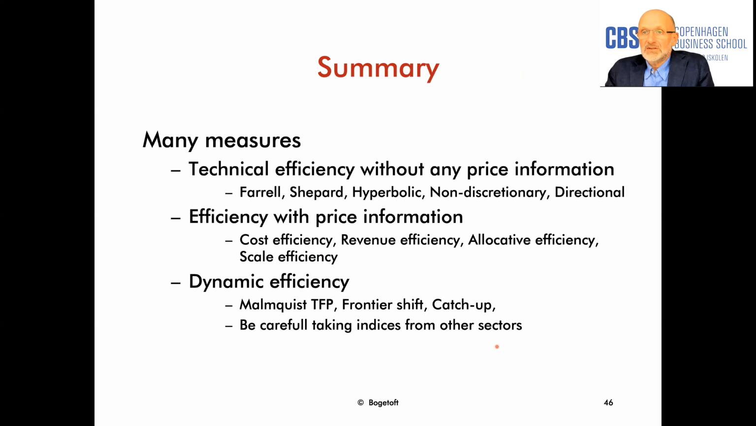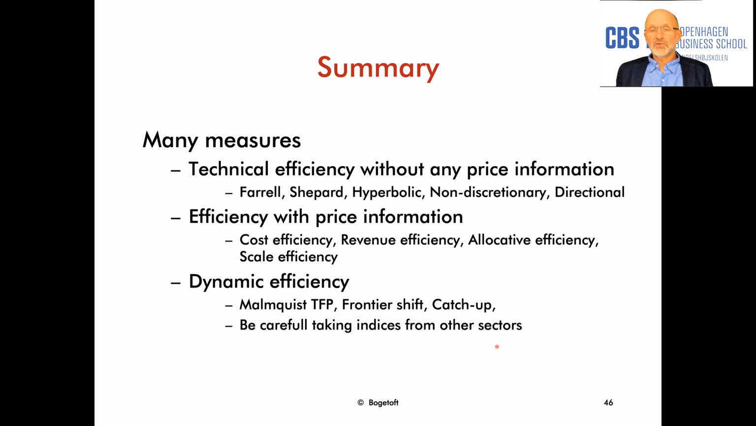We've covered many measures. You have technical efficiency without price information. We talked about Farrell, Shephard, the hyperbolic, how to handle non-discretionary inputs. You just make reductions in the other inputs. How you can, in general, choose another direction to move in. So you choose how important it is to save in these inputs, and how important it is to expand some particular outputs. So you can use a directional distance like that, or an excess function, which is actually what it was using in its active benchmarking also.